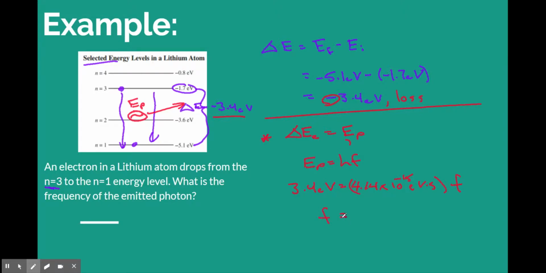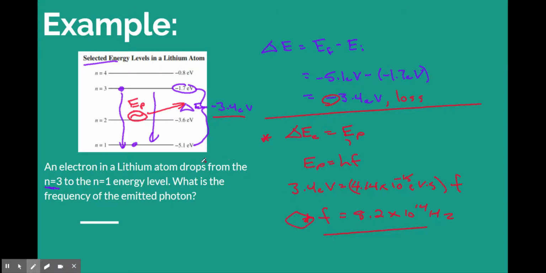That gives us a frequency of 8.2 times 10 to the 14 hertz. And so we can see the connection between the loss of energy of the electron, and if it's going to lose energy, to obey the law of conservation of energy, whatever energy the electron loses, that's the energy that shows up in the form of a photon that's emitted. And if you want to take it one step further, you could try and predict what kind of wavelength of light.